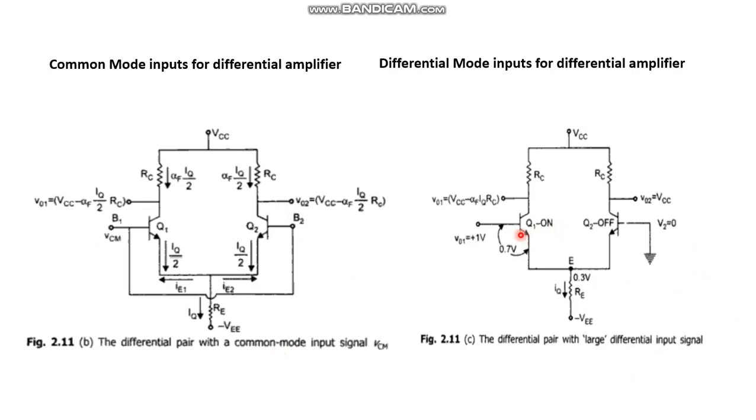If I apply some voltage at the input and 0 voltage to the next input terminal, let us suppose this is the inverting terminal and this is the non-inverting terminal. I am applying 1 volt to the inverting terminal and 0 to the non-inverting terminal. Then here the voltage is 0.7 volt when it is on. That is the base to emitter voltage. Here also the same.